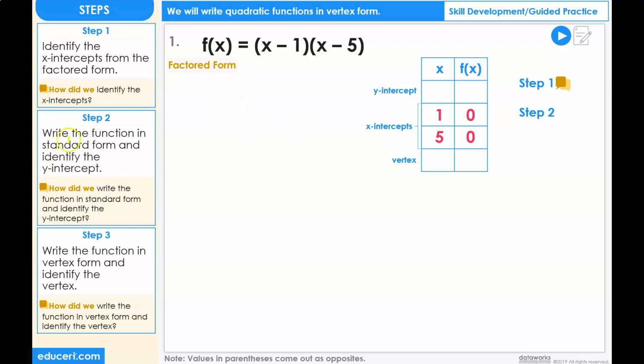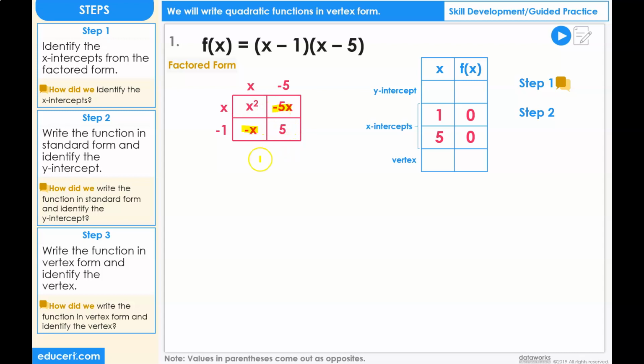Step 2. Write the function in standard form and identify the y-intercept. To write the function in standard form, we just need to simplify the factored form expression. We can set up a box model with x and -1 on the rows, x and -5 on the columns. X times x equals x squared, x times -5, -5x, -1 times x, -x, -1 times -5, positive 5.